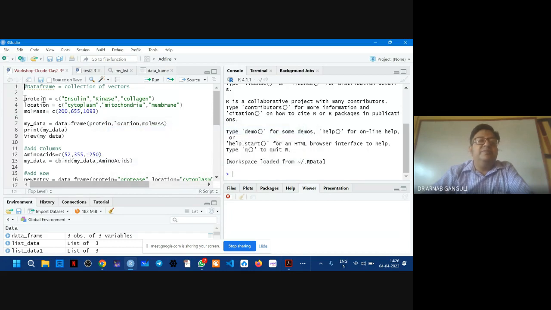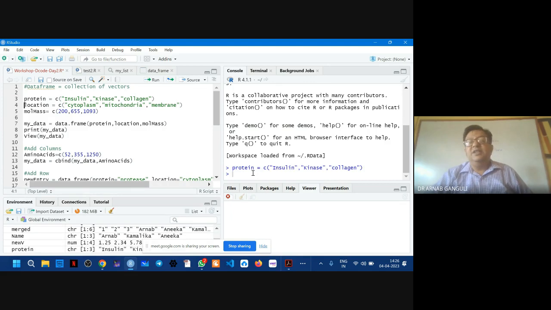So, for example, protein is equal to C, a combination inside the first bracket, giving a set of strings: insulin, kinase, collagen, three types of proteins. So what I do is this, and I say run. On the right, you see protein is equal to insulin, kinase, collagen.